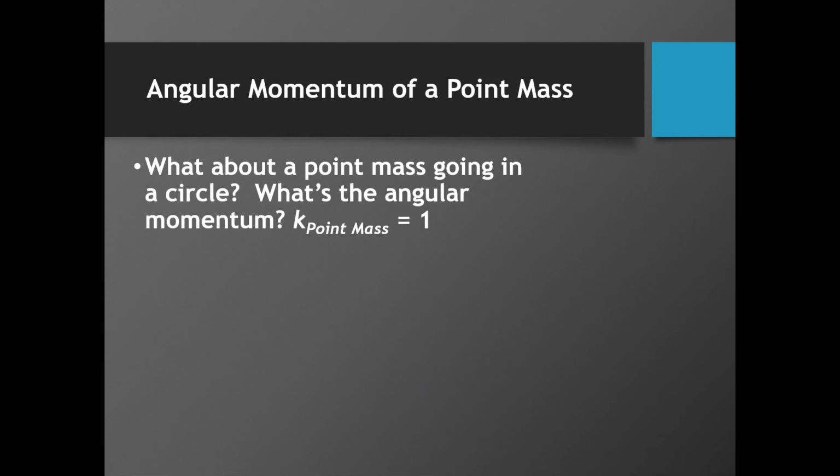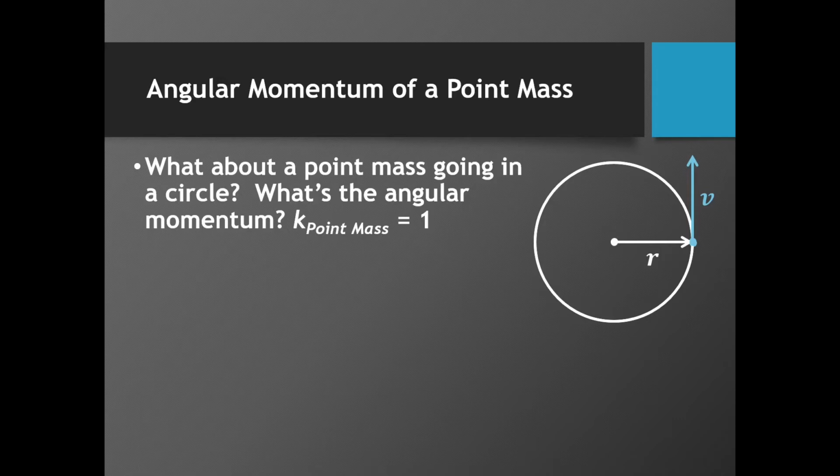Next problem, let's say we have a point mass that is going in a circle. So what's the angular momentum? Remember, the k value for a point mass is going to be 1. So as this object orbits around in a circle, what's going to be its angular momentum? Now there are two ways to consider this. Since this is a point mass, you can actually talk about its mass and velocity and talk about its momentum there, and then translate that over to angular momentum. We'll get to that in a second.